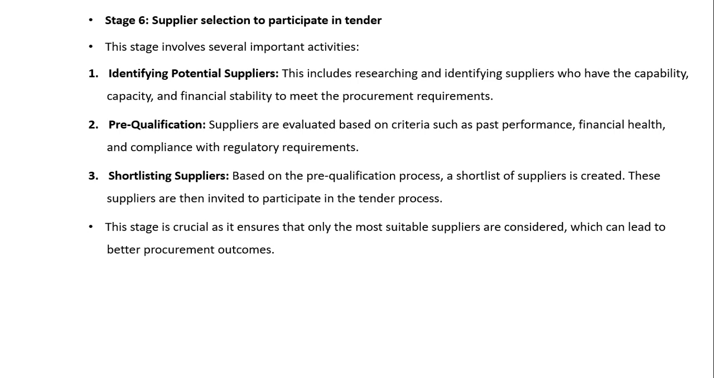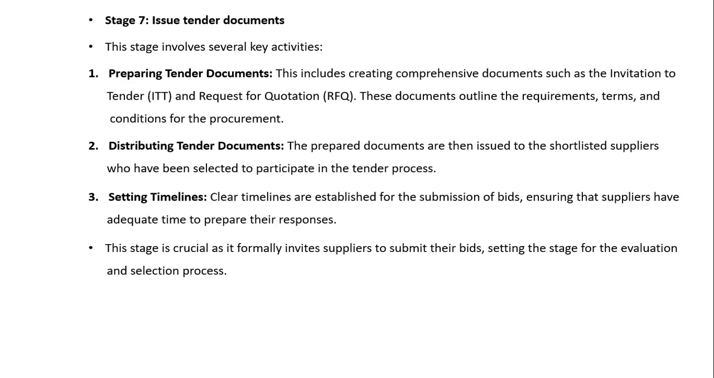Suppliers are evaluated based on criteria such as past performance, financial health, and compliance with regulatory requirements. 3. Shortlisting suppliers. Based on the pre-qualification process, a short list of suppliers is created. These suppliers are then invited to participate in the tender process. This stage is crucial as it ensures that only the most suitable suppliers are considered, which can lead to better procurement outcomes.